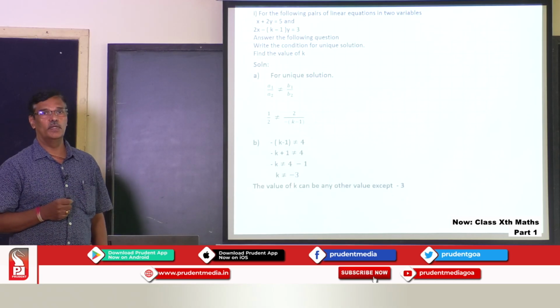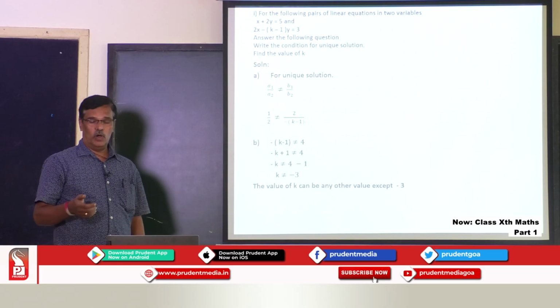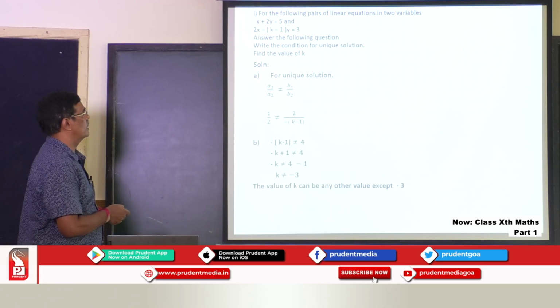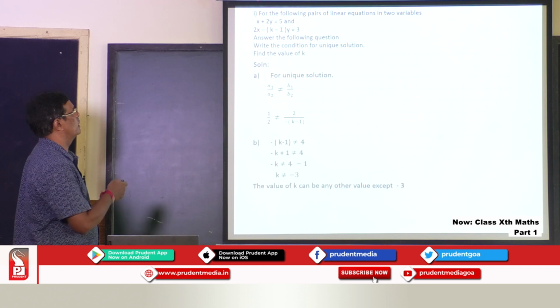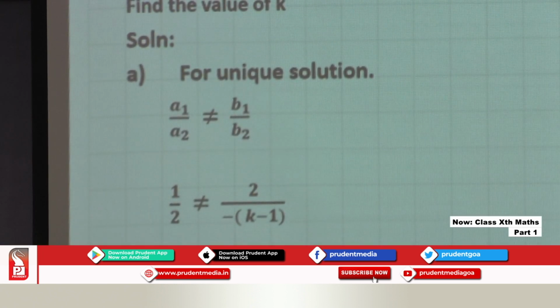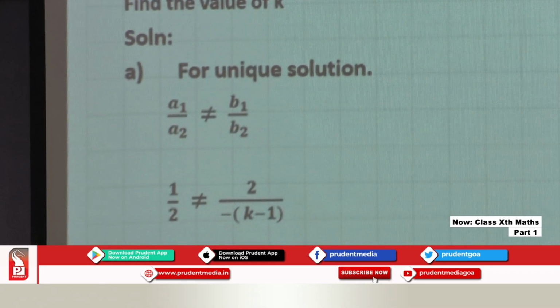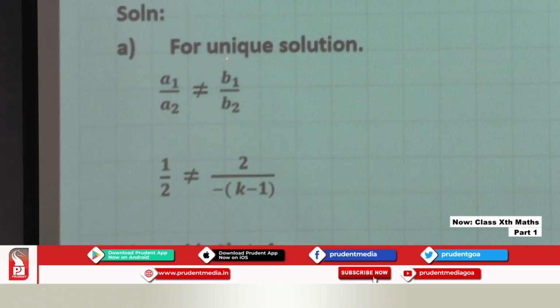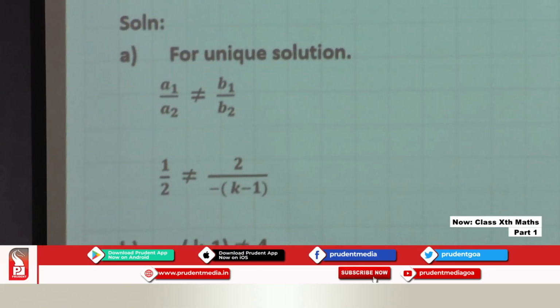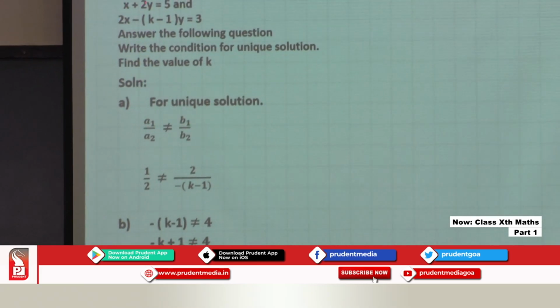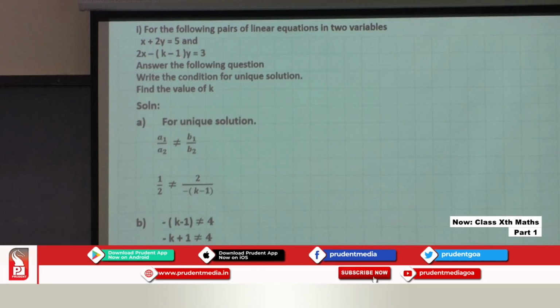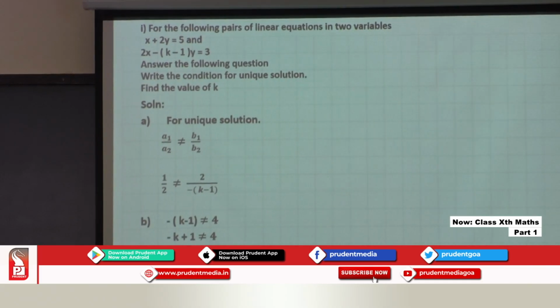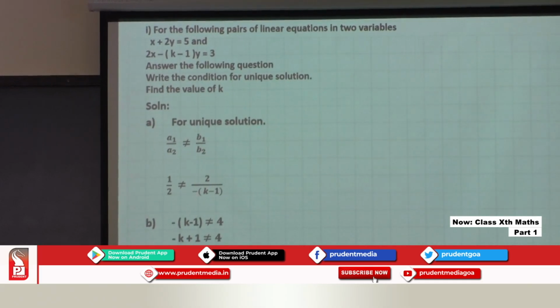Here is a solution. Now for a unique solution, all of us know the condition: A1 upon A2 not equal to B1 upon B2. Now what are the values of A1 and A2? A1 is the coefficient of x, which is 1, and A2 is the coefficient of x, which is 2. So it is 1 upon 2 not equal to B1 upon B2. The coefficient of y is B1, which is 2, and B2 is minus bracket k minus 1. So it is 2 upon minus bracket k minus 1.